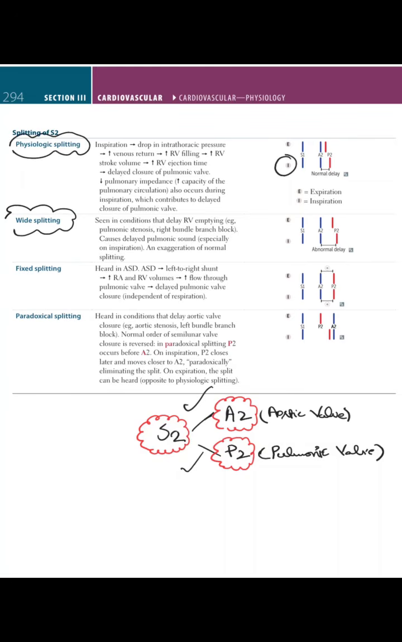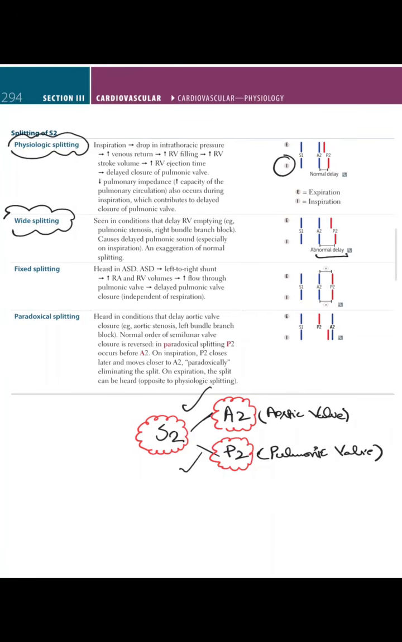Wide splitting occurs in the conditions that delay the right ventricular emptying. So P2 closure is delayed further, thus exaggerating the normal physiological splitting. This happens in conditions like pulmonary stenosis and right bundle branch block.